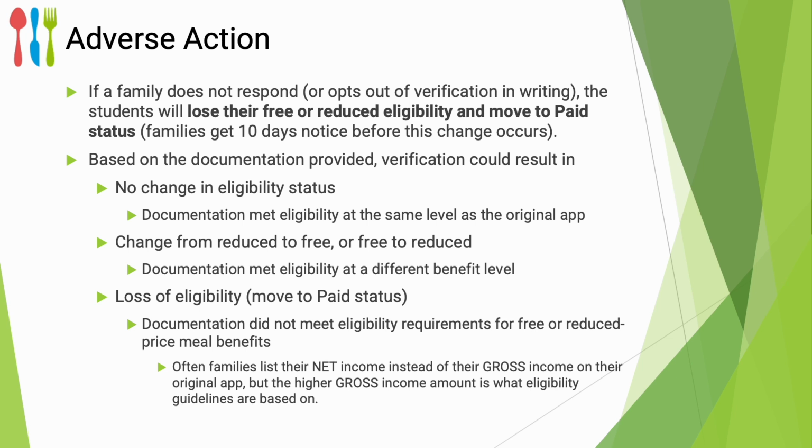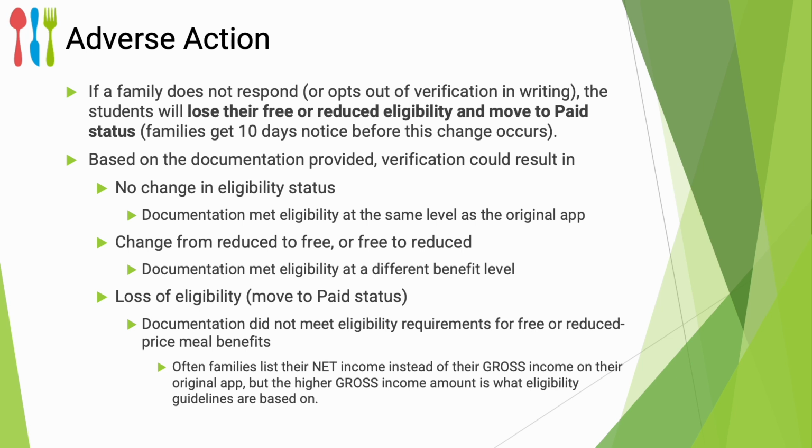If a family doesn't respond or opts out in writing, the student will lose their free or reduced eligibility and move to a paid status. There will be a 10-day grace period before the change occurs. So that's just something to be aware of. That verification, if it's not responded to at all, will result in a change of status. And then if they do respond with documentation, verification could have varying results based on that documentation.